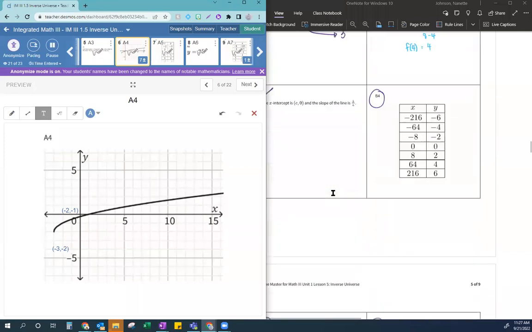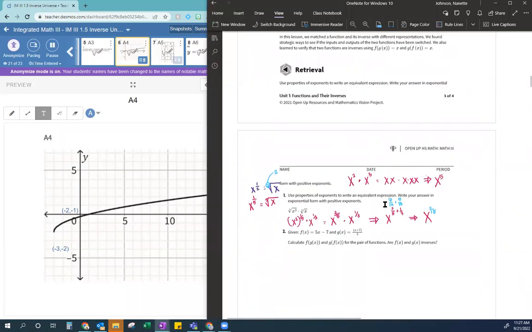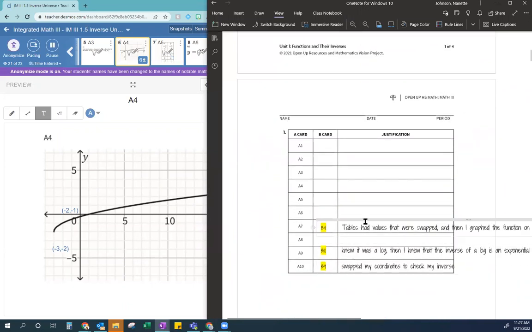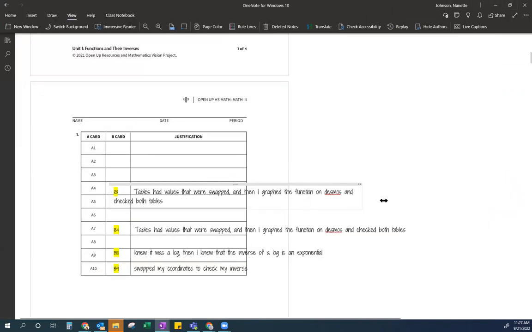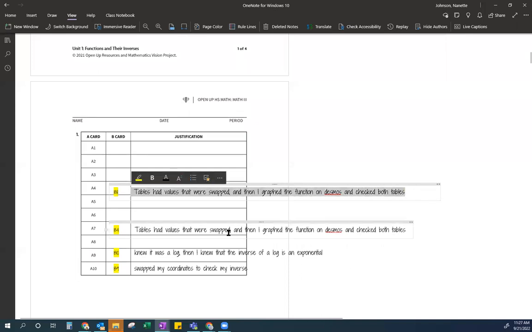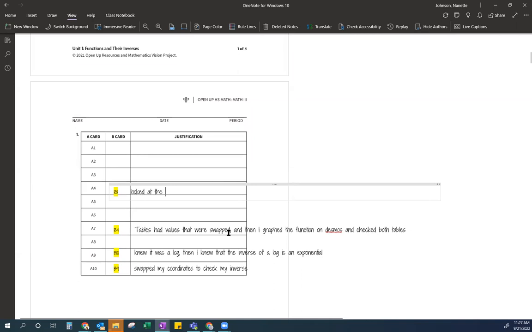So A4 does match with B8. I will write that up here. A4, B8. Sorry, I was going to forget, and I don't want to forget. So how did I do that? I basically looked at the points on the graph and then swapped them, and then matched it with the table values.